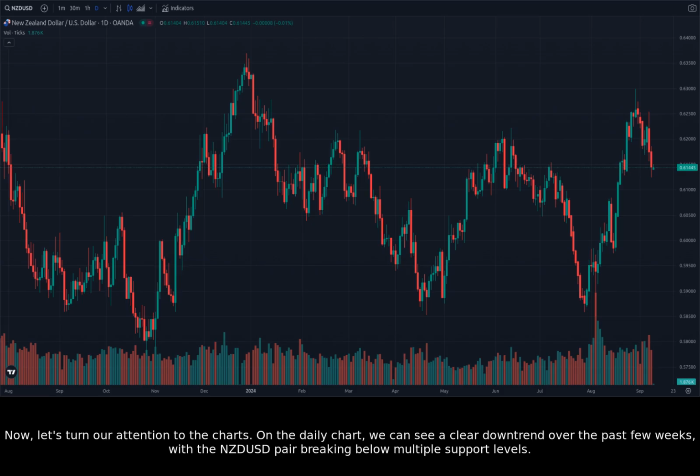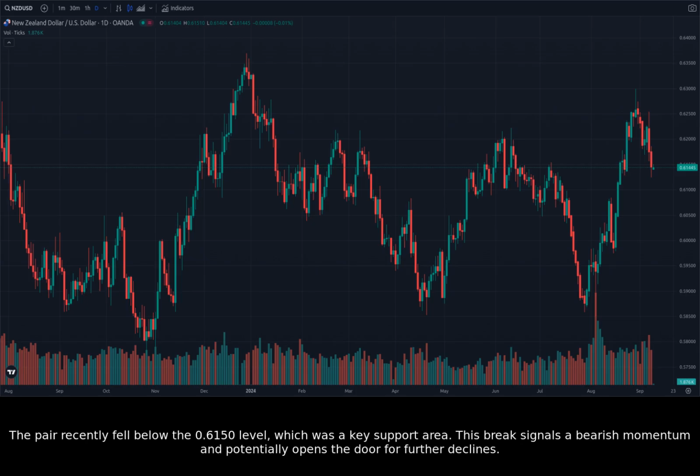On the daily chart, we can see a clear downtrend over the past few weeks, with the NZDUSD pair breaking below multiple support levels. The pair recently fell below the 0.6150 level, which was a key support area. This break signals a bearish momentum and potentially opens the door for further declines.